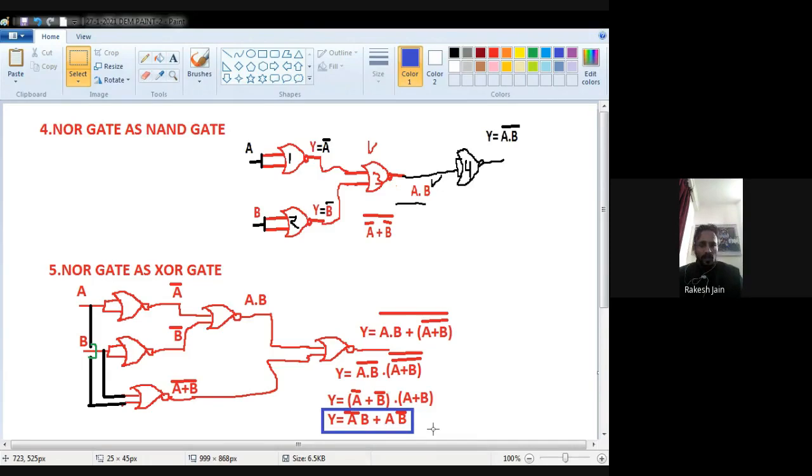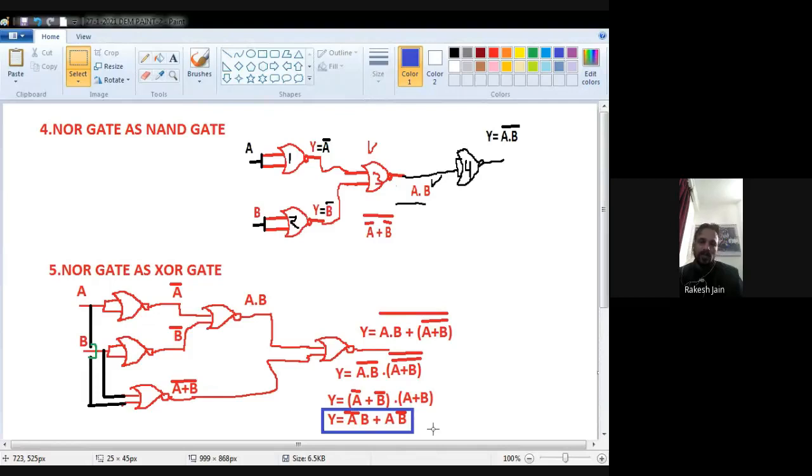So first of all, just see very carefully. Once again I repeat this page. So NOR gate as a NAND gate. First of all I build a NOR gate as an AND gate. So I use 3 NOR gates. First as a NOT gate, so input is A, output is A bar. Second as a NOT gate, then input is B, output is B bar. Then the third NOR gate, so the output will be A dot B.